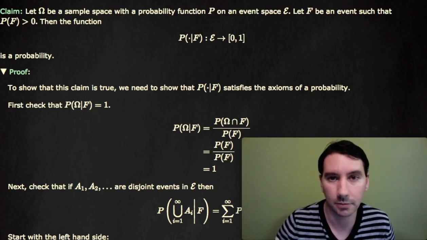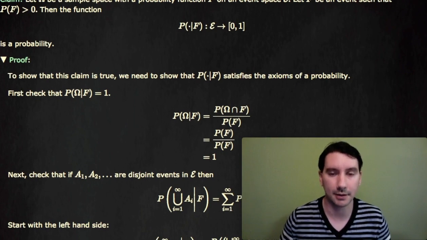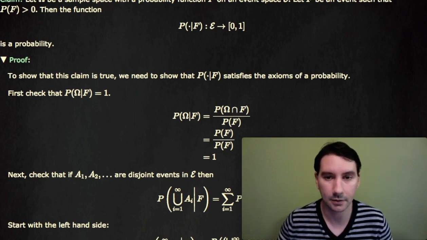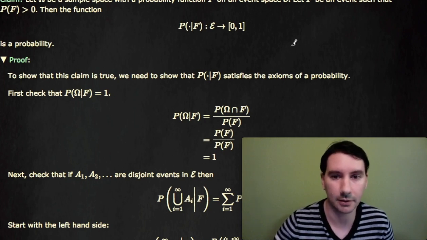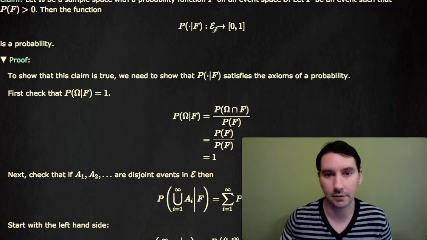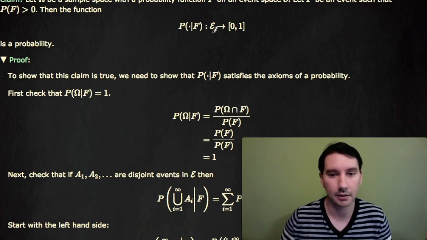So let's go through the proof first, that this is in fact true. And remember that a probability satisfies three things. First of all, it has to go from the event space to [0, 1]. But of course, this function is going to take in events, and the probability of an event A given another event F is always between 0 and 1, because it's still a probability. So there's nothing really to check there. We need to check the other two facts.